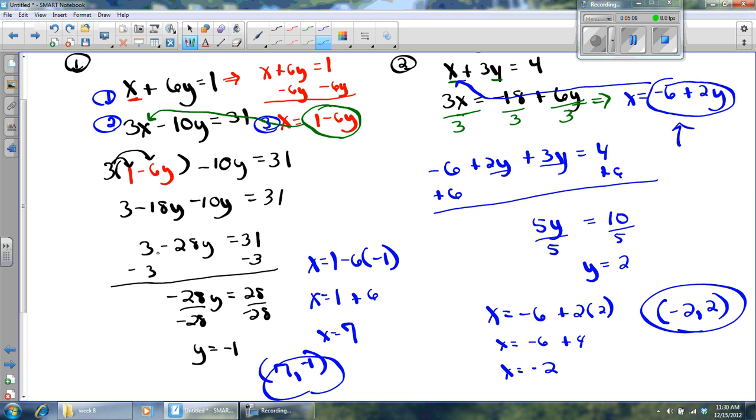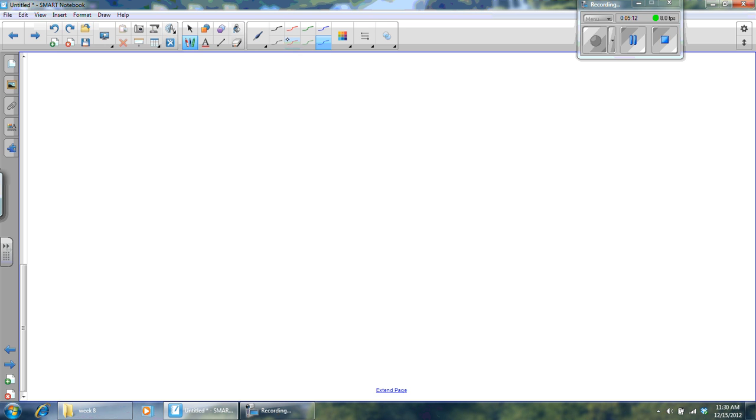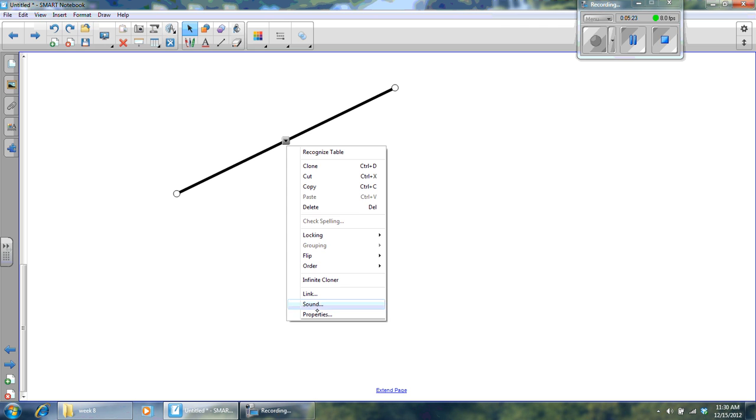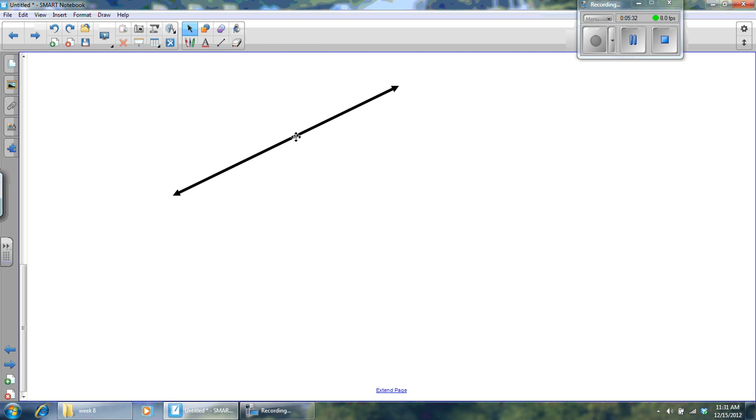All right. Now, by the way, a system doesn't have to have a solution. For example, if I had two parallel lines, where would they cross? Well, the correct answer there is never, right? Those aren't really lines. Let me turn them into lines. There we go. And if I clone that, those parallel lines, they will never cross, right?